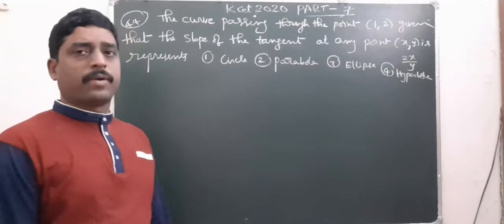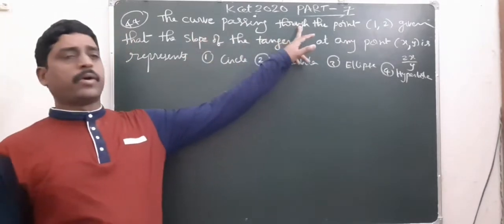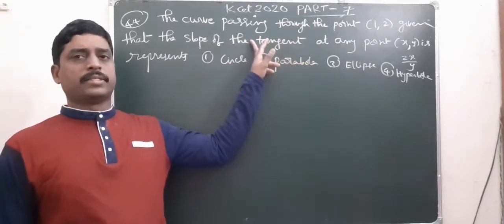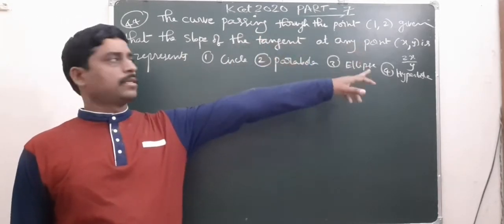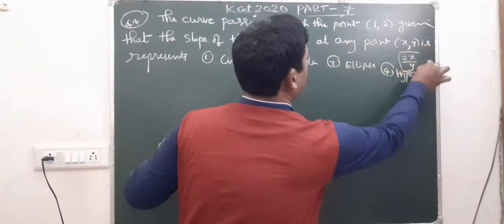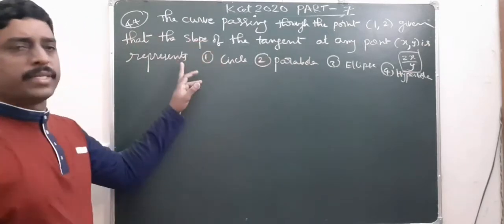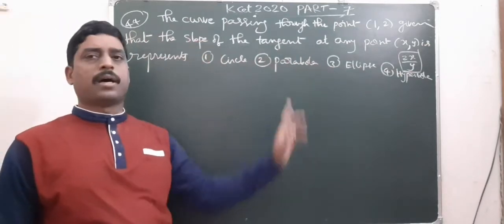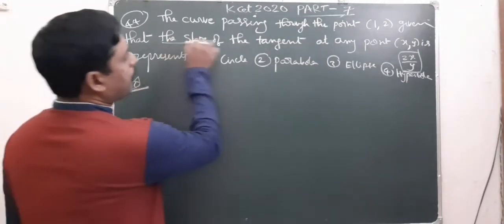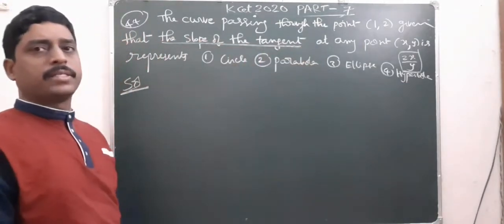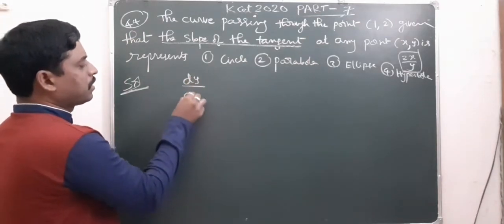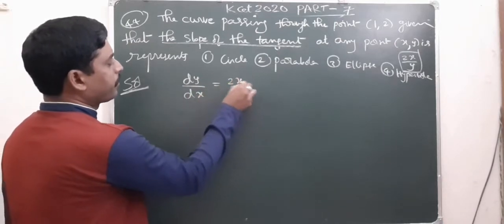Let us see question number 44. The curve passing through the point 1, 2, given that the slope of tangent at any point xy is 2x by y, then this curve represents circle, parabola, ellipse, hyperbola. Options are given. So what is given? The slope of the tangent. The slope of the tangent is denoted by dy by dx. So dy by dx is equal to 2x by y.